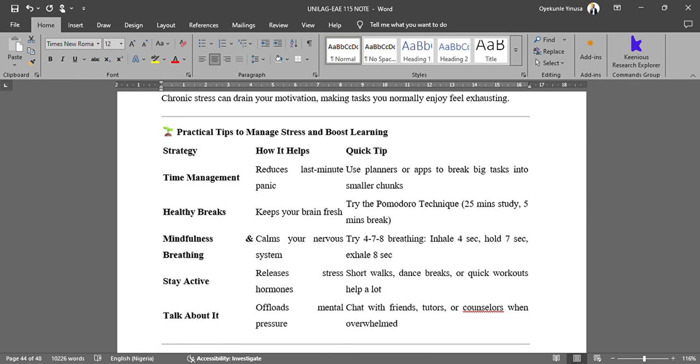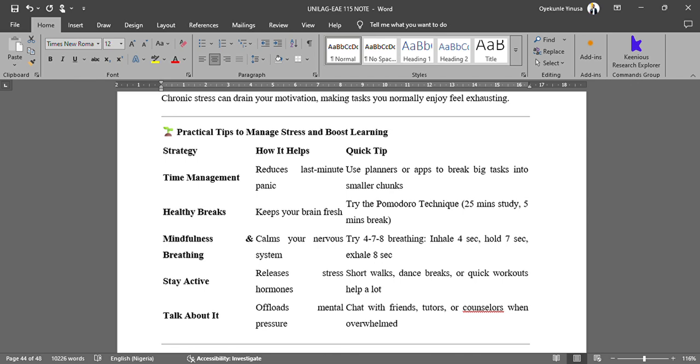So maintain healthy breaks. Stand up when you have read for 2 hours, walk away and come back. It keeps your brain fresh. If you try the Pomodoro technique, 25 minutes of study and 5 minutes of break will help you. It will go a long way. Mindfulness helps you stay fresh and keep calm with your nervous system. When you are mindful and understand your own learning path, it helps you remain fresh.